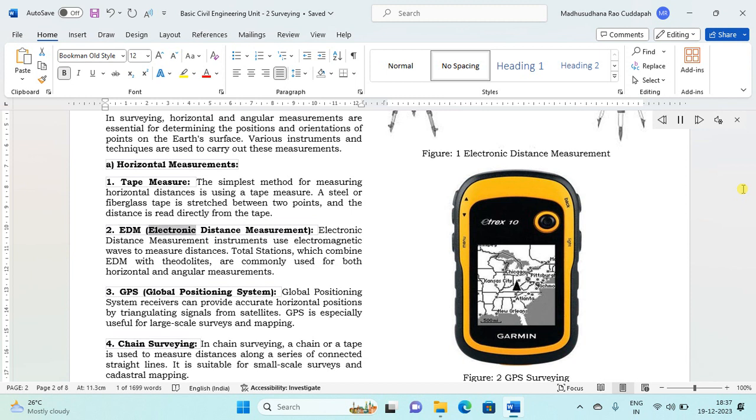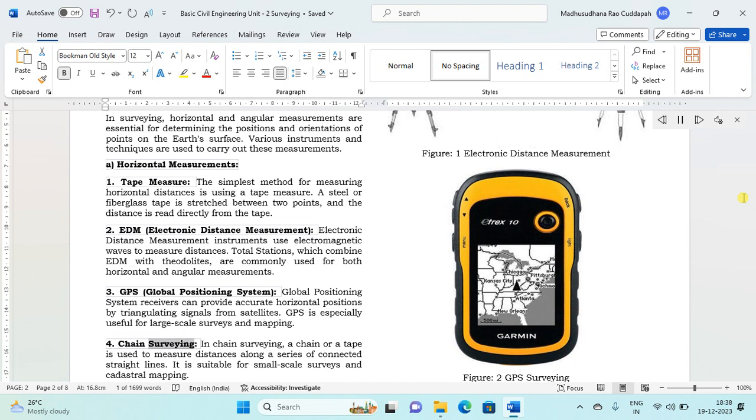2. EDM. Electronic distance measurement. Electronic distance measurement instruments use electromagnetic waves to measure distances. Total stations, which combine EDM with theodolites, are commonly used for both horizontal and angular measurements. 3. GPS. Global Positioning System. Global Positioning System receivers can provide accurate horizontal positions by triangulating signals from satellites. GPS is especially useful for large-scale surveys and mapping.